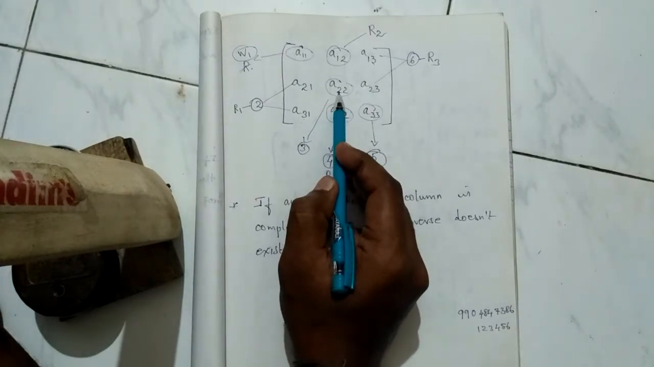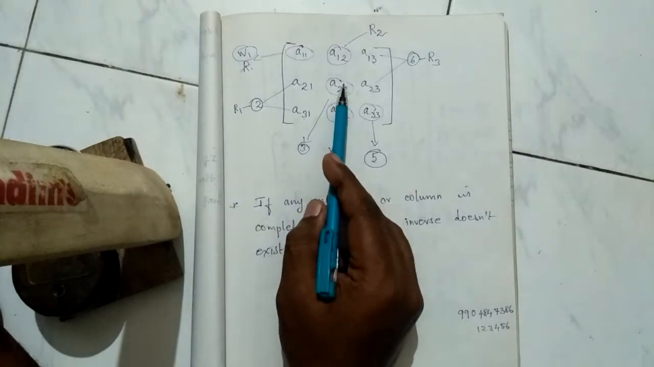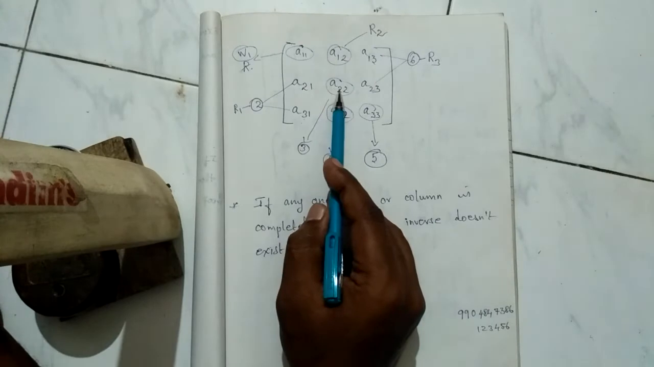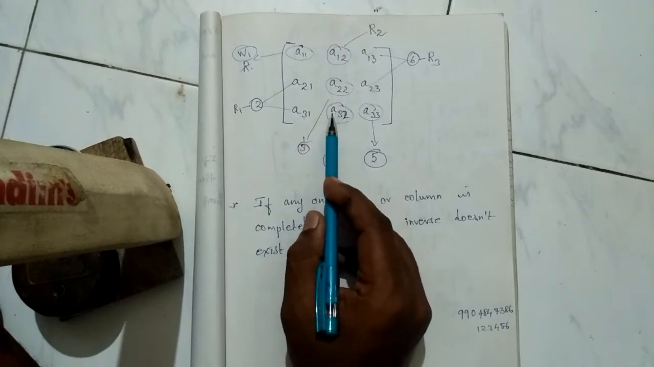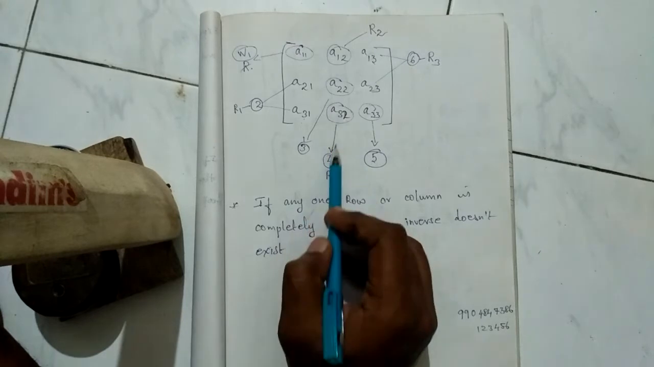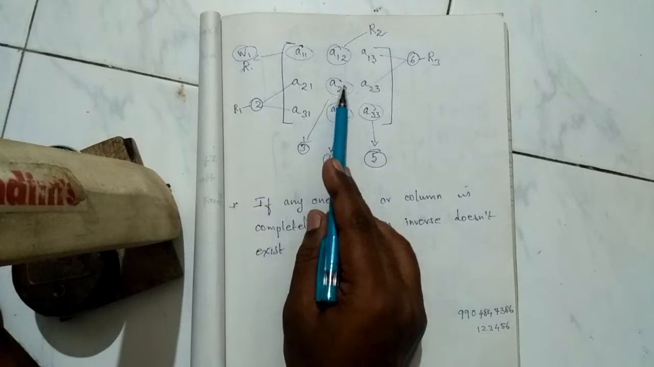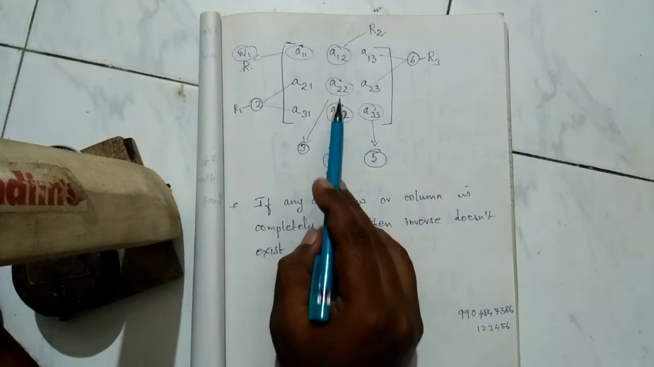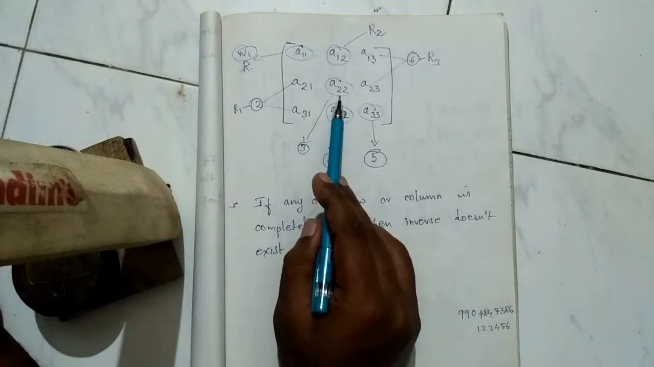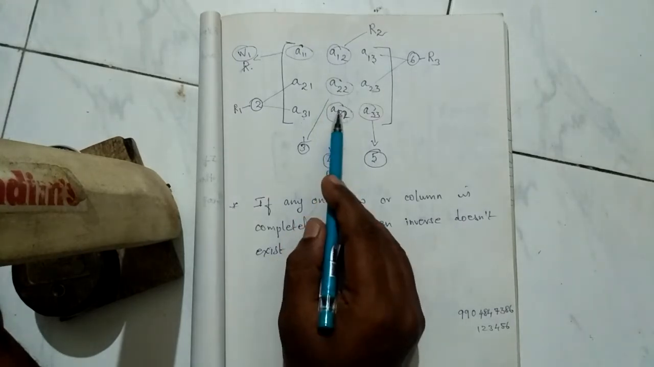To make this element 1, that is the third work. Suppose this number is 5, you can divide throughout this row by 5, so that you will get 1 here. Then this element a32, you have to make it 0. That is work number 4. For that you need to make use of row 2, because already you made this element 1. If the corresponding row element is 1, you can utilize it, or else you follow the procedure. You need to make it 0.